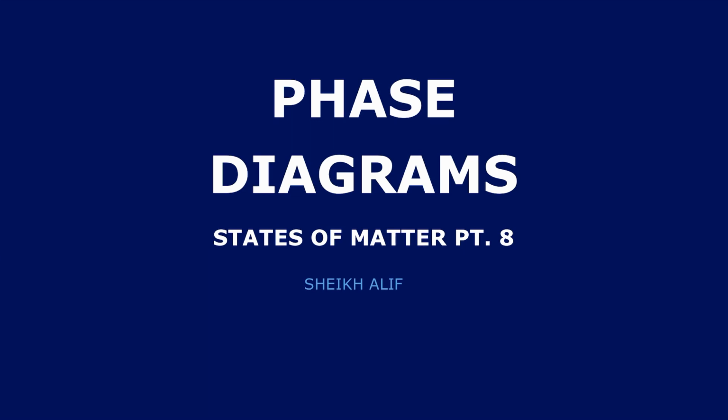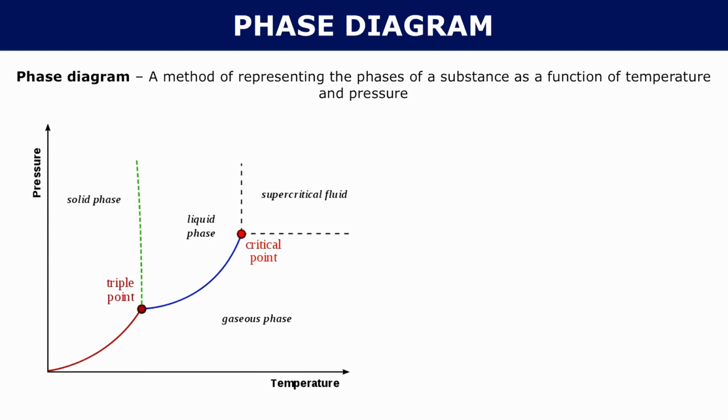Today we're going to be talking about phase diagrams. So a phase diagram is a method of representing the phase of a substance as a function of temperature and pressure. So down here you have the phase diagram of water, and it tells you that at a certain temperature and at a certain pressure it'll be a certain state. So for example, if I was at this temperature and this pressure, I would be in the liquid state.